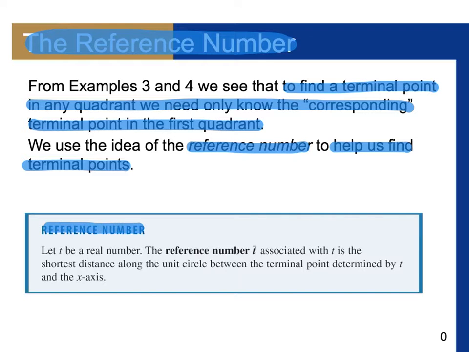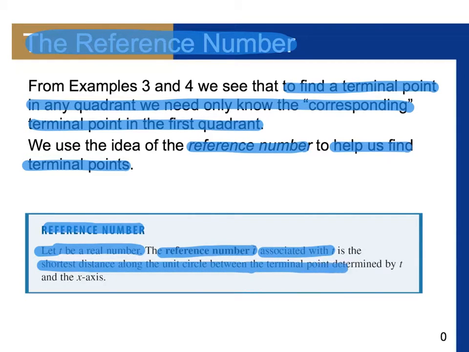Reference number. Let t be any real number. The reference number t bar associated with t is the shortest distance along the unit circle between the terminal point determined by t and the x-axis. So basically what we're doing is taking the shortest path to the x-axis.